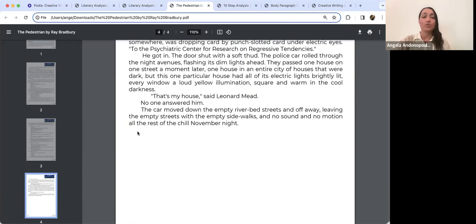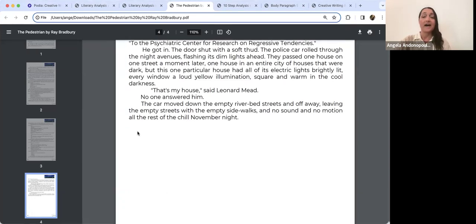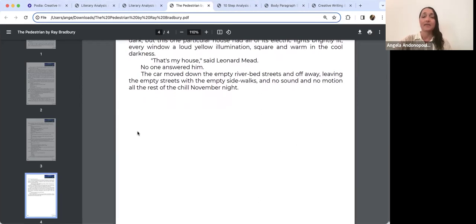The police car rolled through the night avenues, flashing its dim lights ahead. They passed one house on one street a moment later, one house in an entire city of houses that were dark. But this one particular house had all of its electric lights brightly lit, every window a loud yellow illumination, square and warm in the cool darkness. That's my house, said Leonard Mead.